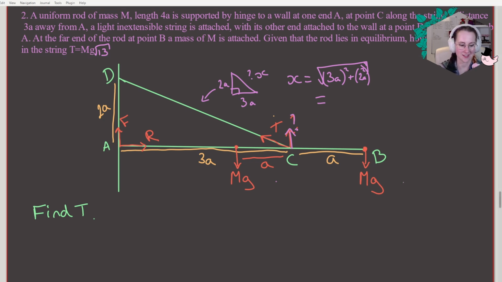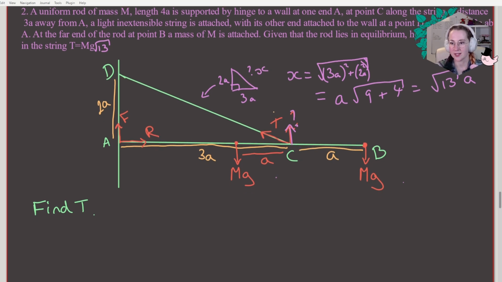So we get A squared, so let's bring the A out, and then we get the square root of 9 plus 4. So we get that this length here is root 13A. Given that we're told to show that the tension is mg root 13, we're already off to a good start. So here we have that this length is, I'm going to do it in orange, root 13A.